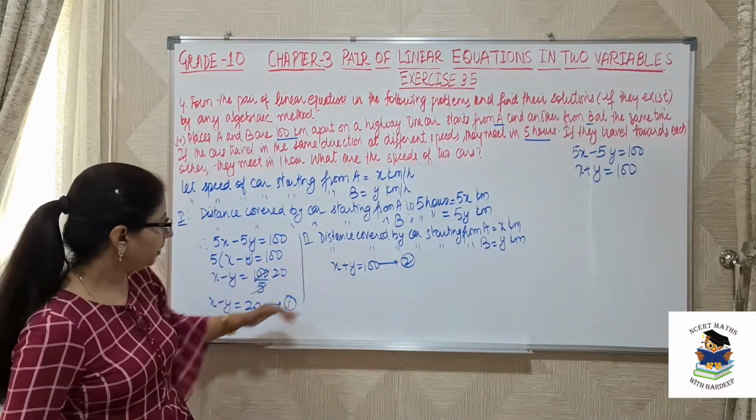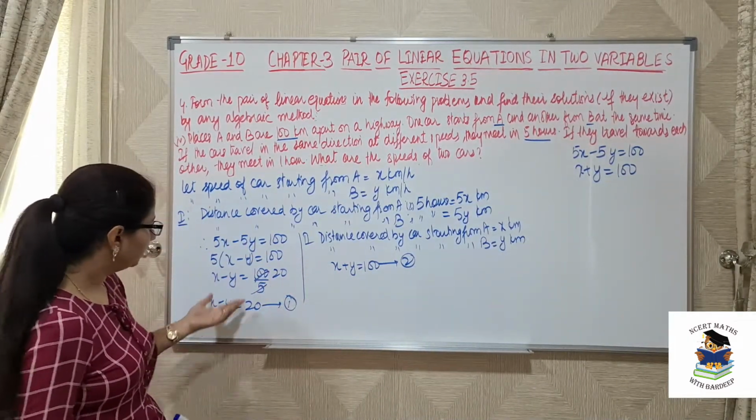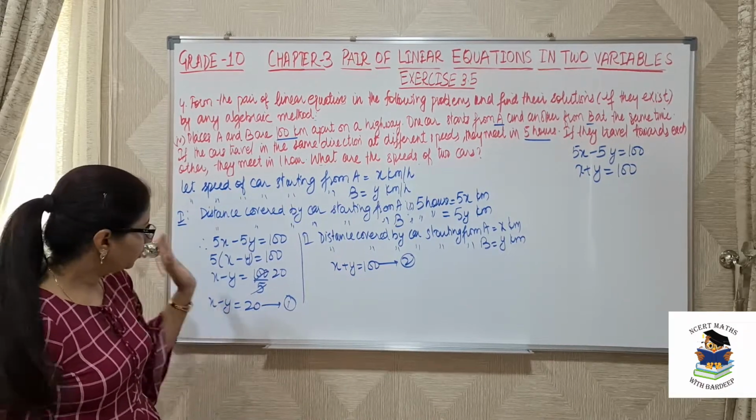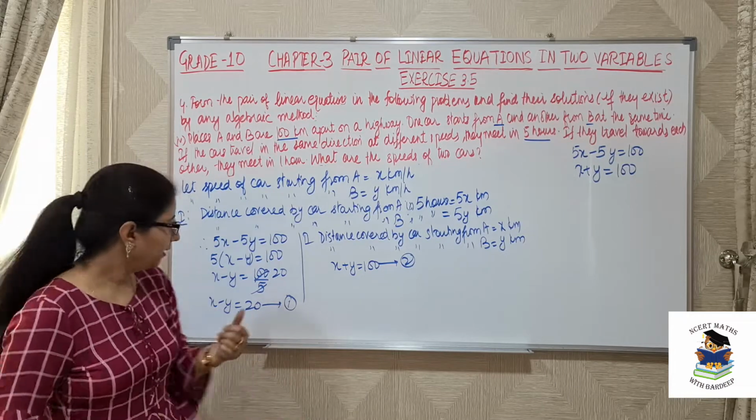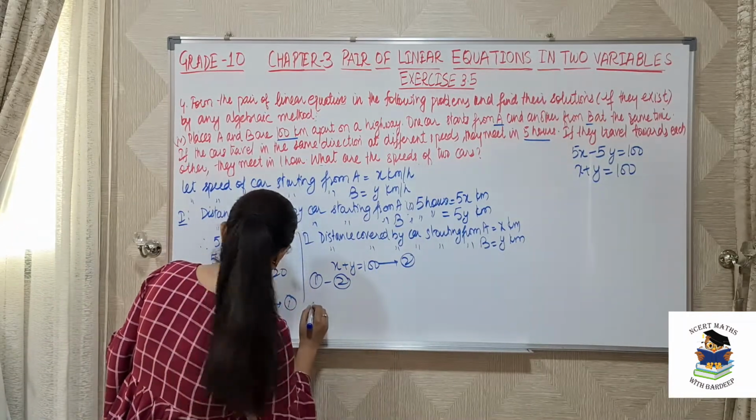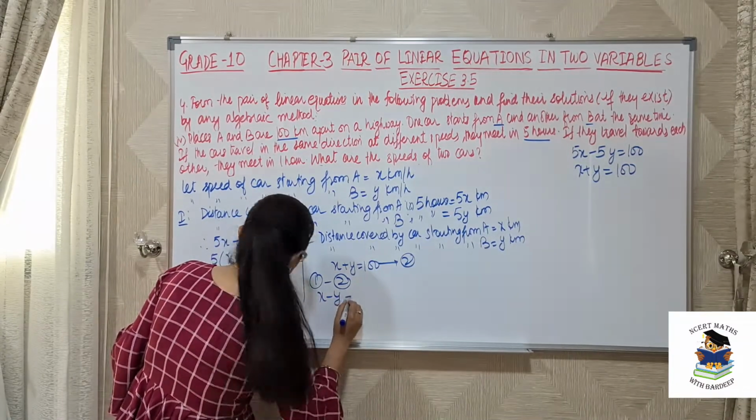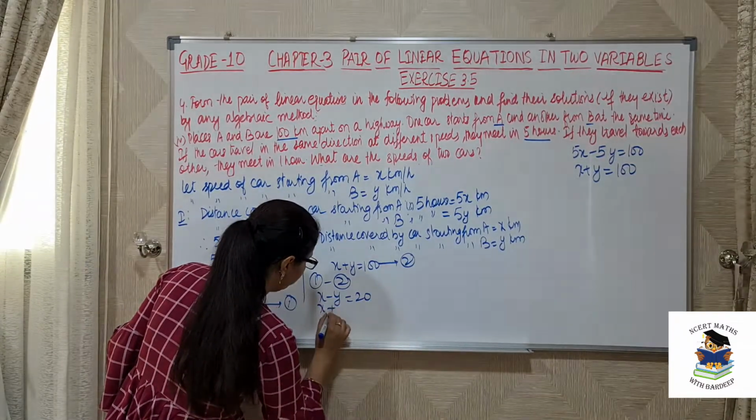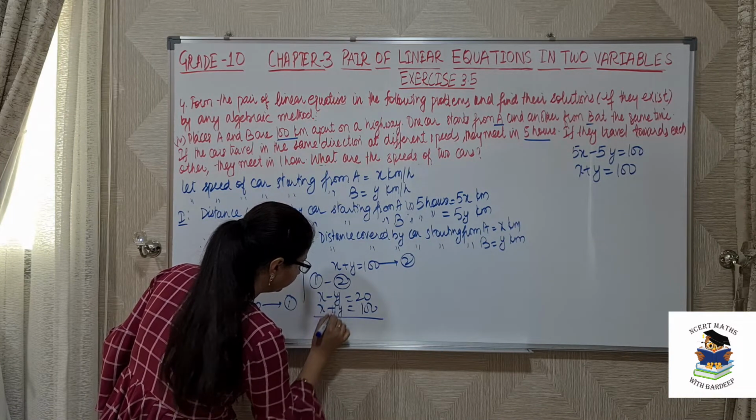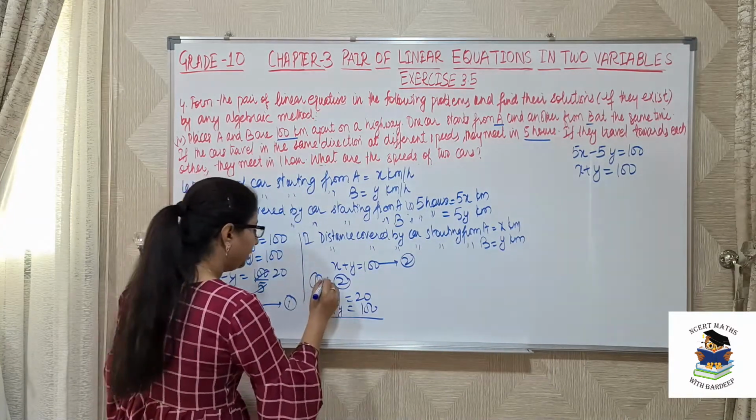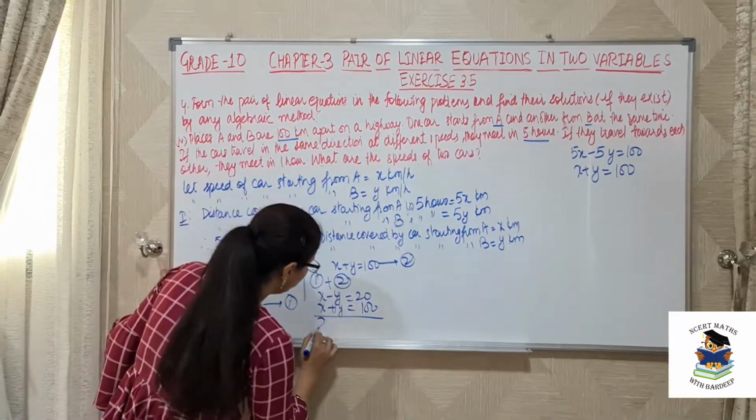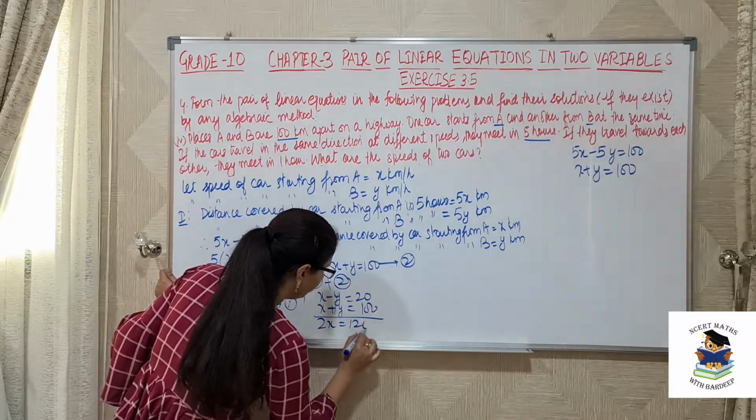So now we can see both are same. Just see y is positive here, y is negative here. So subtract these two equations to get y eliminated. So 1 minus 2, x minus y equals 20, x plus y equals 100. So they are cancelled. Sorry, this is to be added because already they are having same signs. So 2x is equal to 120.